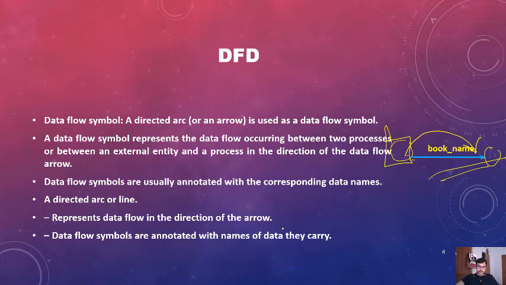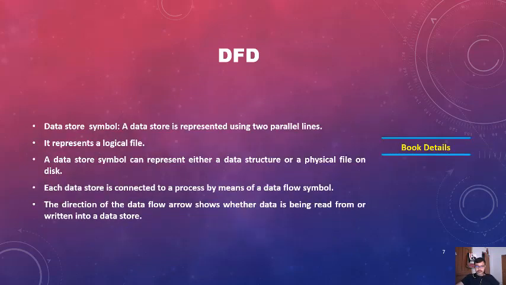So the data name should be written into this data flow symbol. Data store symbol. A data store is represented using two parallel lines. Book details here is the data storage. It represents a logical file. A data store symbol can represent either a data structure or a physical file on a disk.